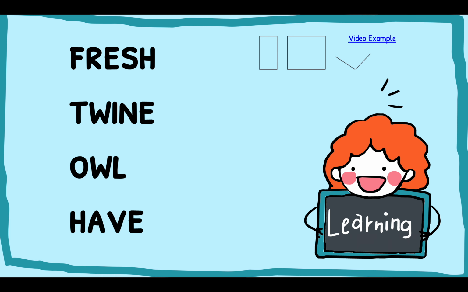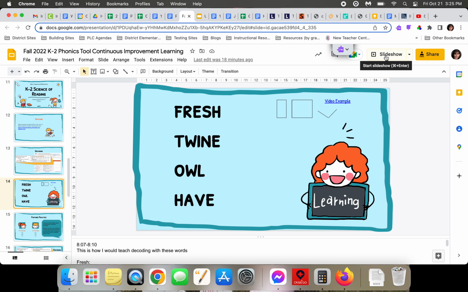So the first thing I would do is say, we have this word F-R-E-S-H. Let's figure that word out. The first thing we want to do is look, are there any letters working together in this word to represent one sound? And the student should respond, yes. The S and H are working together to make one sound. S and H is a digraph, two letters working together to make one sound. So I put those together in one box to show that one sound, two letters.